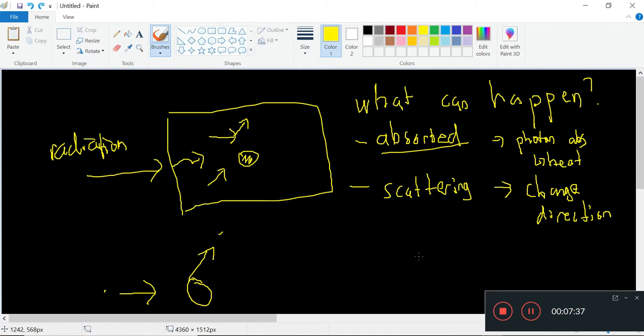So what else? We know that if the medium is very hot, let's say 1200 Kelvin for example, the medium actually starts to emit its own radiation. So emission is possible.